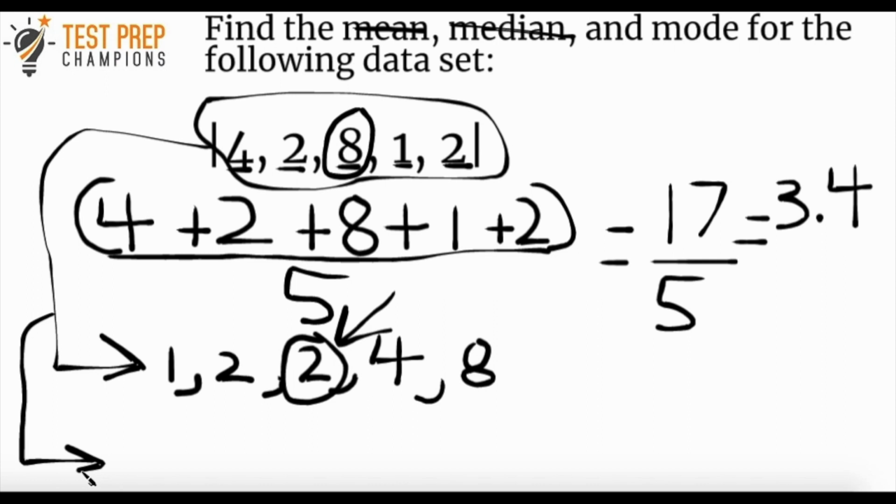But the mode is rather simple. The mode is just the most occurring number in the data set. So 4 occurs once, 8 occurs once, and 1 occurs once, but we have 2's. We see that there's 2 2's in our data set, so 2 is the most occurring number, so 2 is our mode.